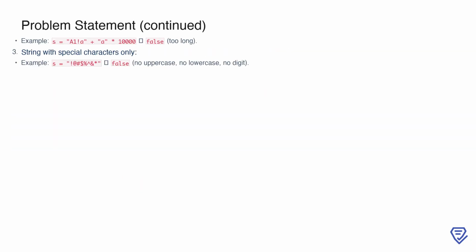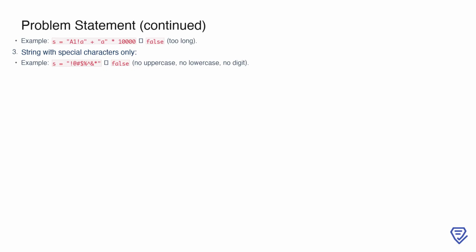Finally, let's consider some edge cases. A string consisting of only one type of character, such as AAAAAA, would fail because it lacks lowercase letters, digits, and special characters, and is also too short. A string like A1a@ might meet all the content-based criteria but would fail due to its short length. Similarly, if you extend that string with an excessive number of characters, like A1a@ followed by 10,000 As, it would fail for being too long.